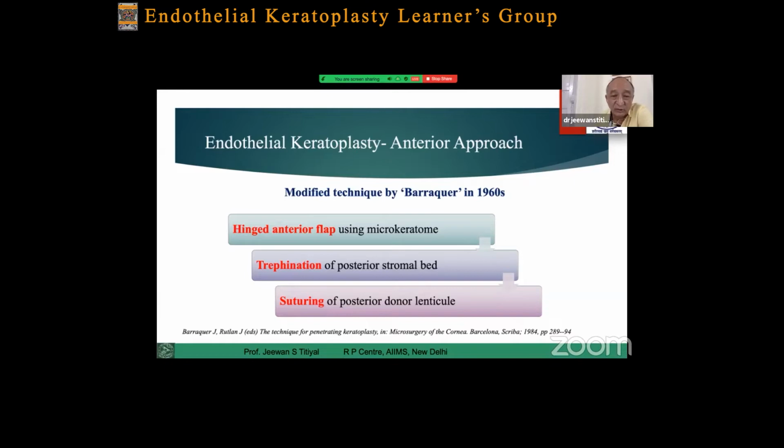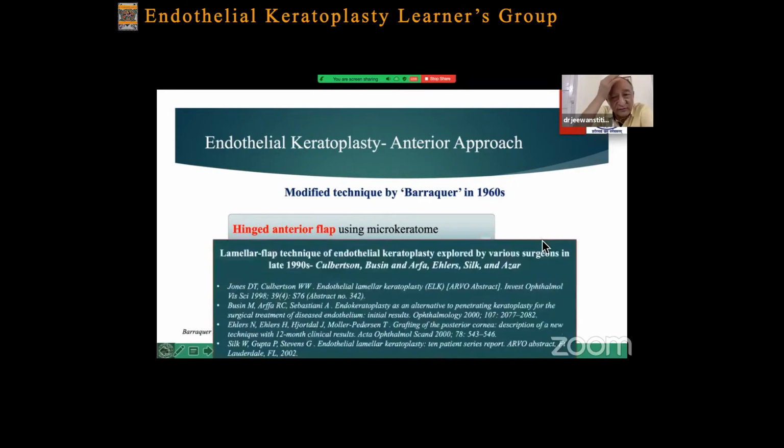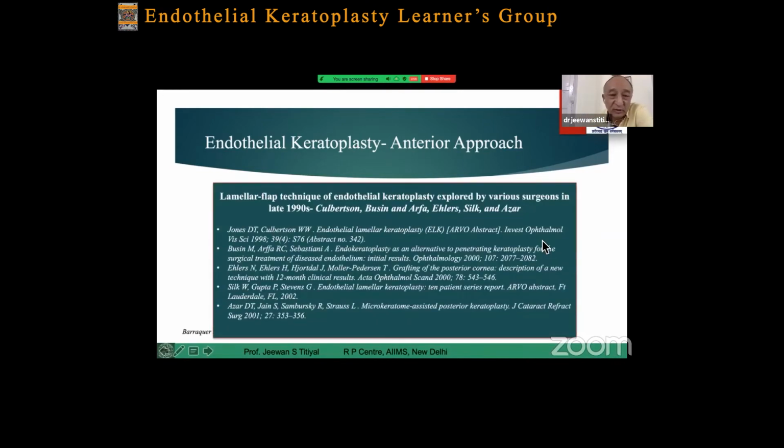We all know he was a pioneer in microkeratome surgeries. He did a hinge flap surgery in these cases, with posterior trephination of the stromal endothelial bed, and put the lenticule sutured in the stromal area. There have been many other people who worked in this regard in the late 90s and early 2000s, prominently Galveston, Busin, Arfa, Eller, Silk, and Dimitri Azar. They described these techniques in different ways.